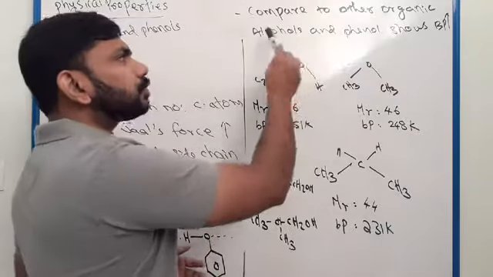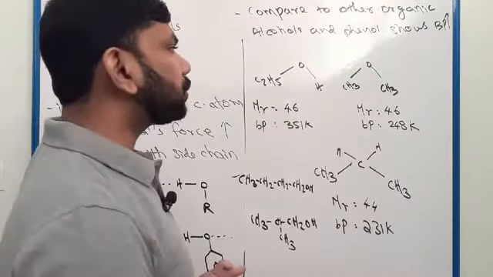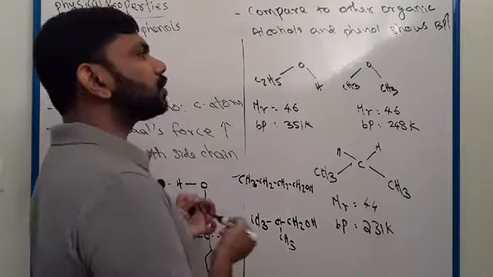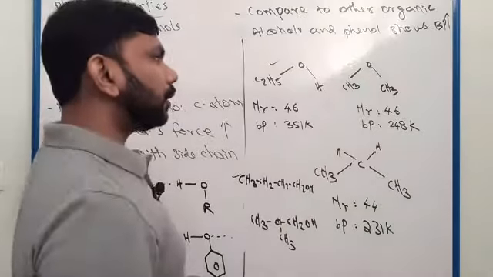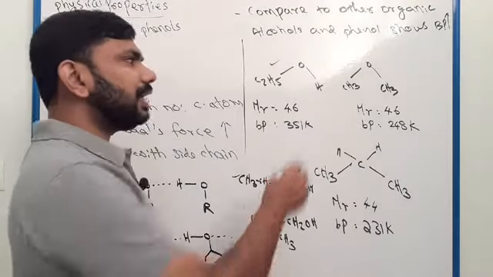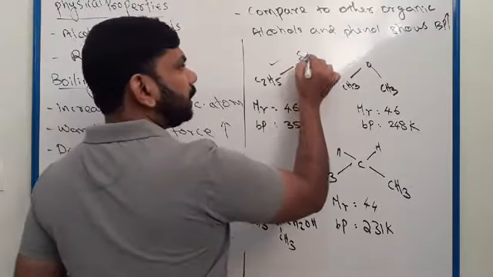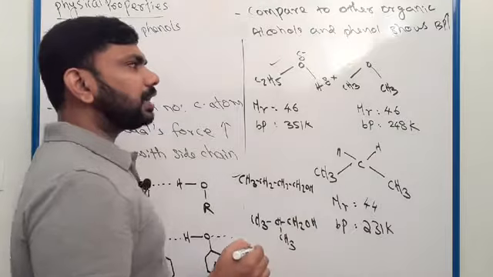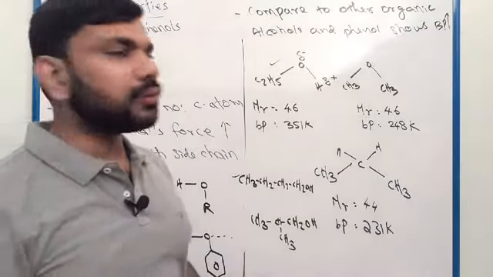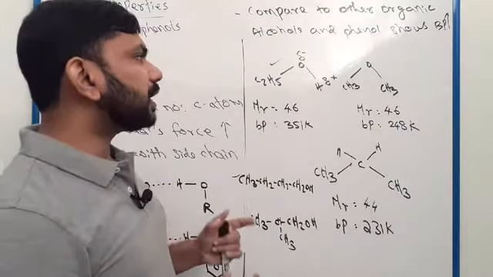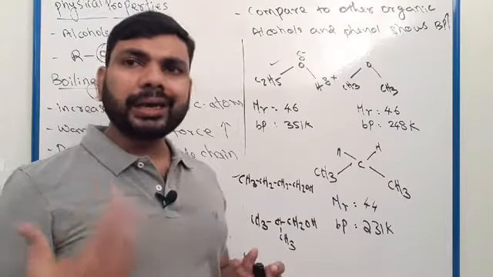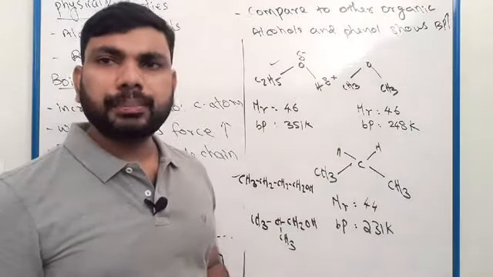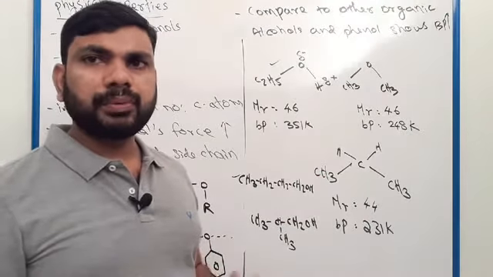That's why compared to other organic compounds, compared to hydrocarbon, alcohol shows higher boiling point. Reason for this, in alcohol there is partially negative oxygen and partially positive hydrogen, and intermolecular force of attraction is possible here. That's why alcohol shows a higher boiling point compared to hydrocarbon or other type of compound.